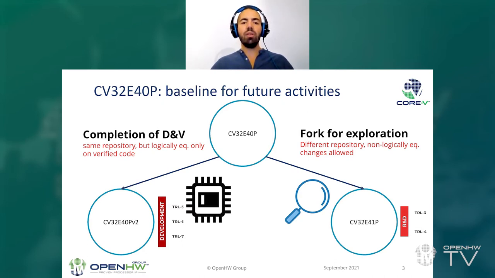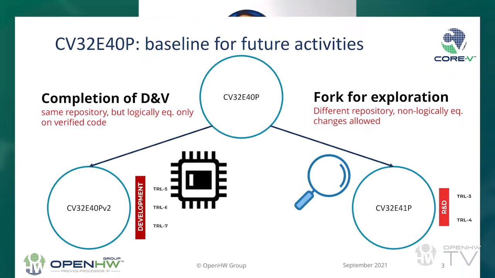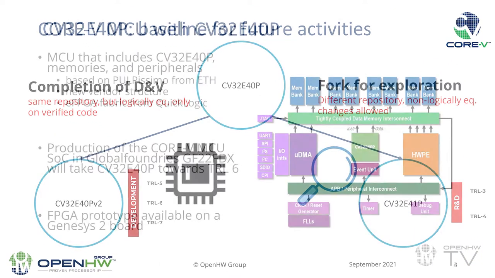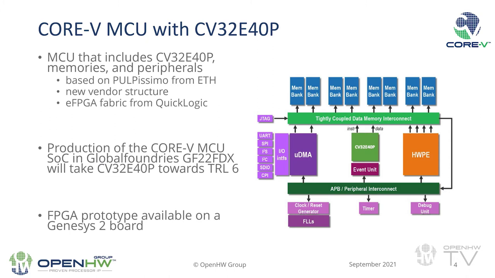Whereas we also are using the core for other activities, more for research and exploration, as Tariq will say later. And these activities are, for example, exploring new ISAs, new interfaces, new computer architectures inside. And therefore, we actually fork the core. We do new activities on there. And the reason why we're using the same baseline is because we trust a verified IP and we are more comfortable in making changes.